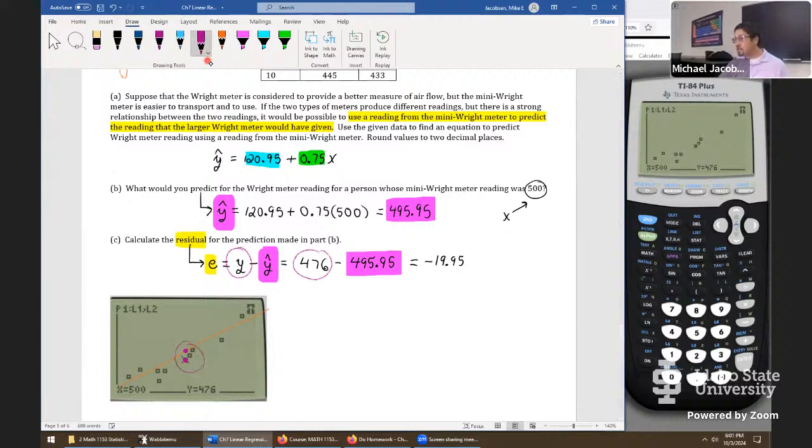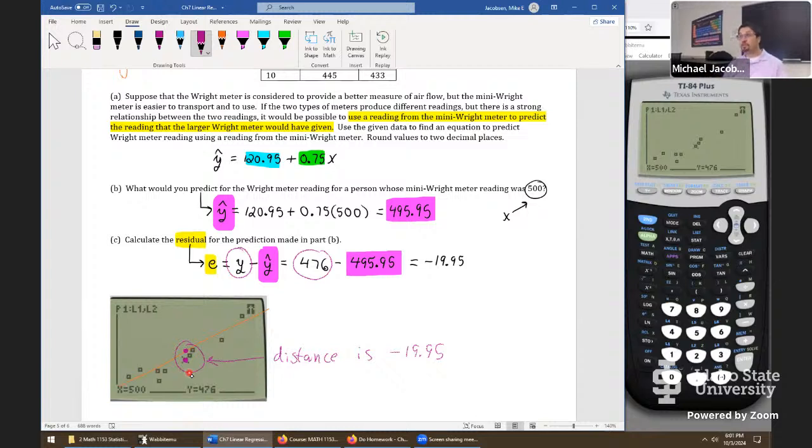And this distance is negative 19.95. It's negative because the actual value that occurred in the data is below the predicted value. If that red dot by my red dot was above the line, our residual would have been positive. So that's all that is trying to calculate, the vertical distance between your real data value and your predicted data value.